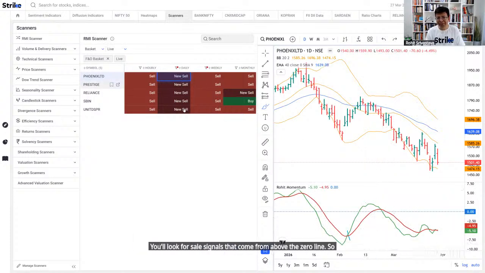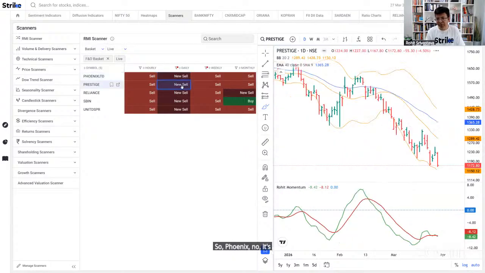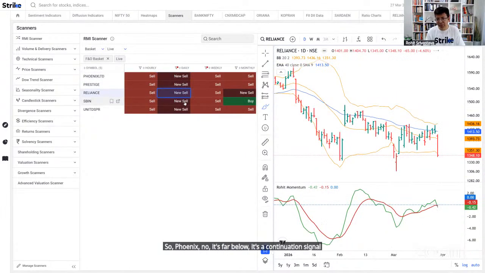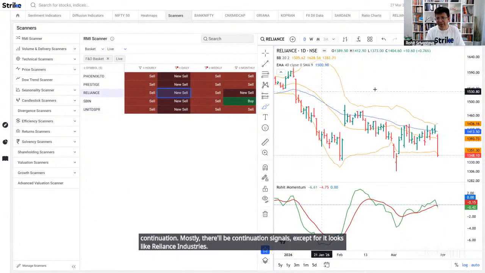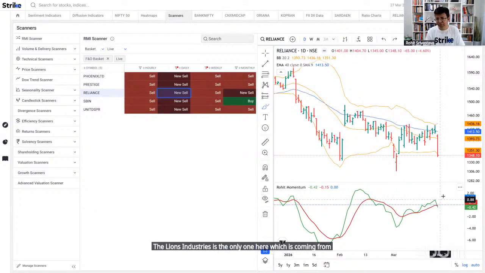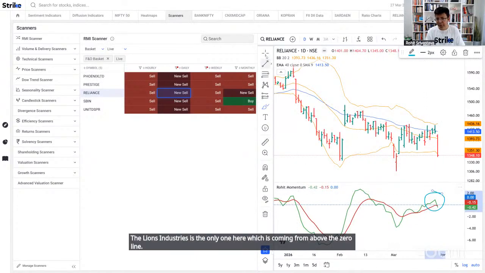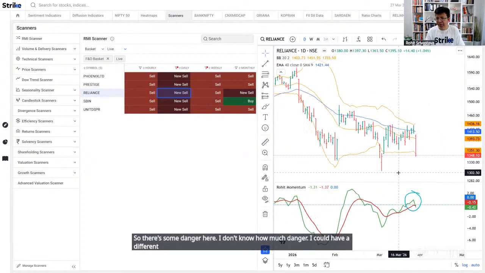So now out of all these 6 sell signals, how many are coming from the zero line today? So Phoenix, no, it's far below. It's a continuation signal. Mostly there'll be continuation signals, except for it looks like Reliance Industries. Reliance Industries is the only one here which is coming from above the zero line. So there's some danger here. I don't know how much danger. We could have a different view.